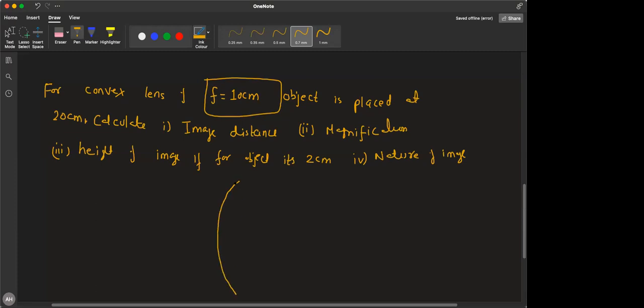Good, Abdullah. No, is it with positive sign or with the negative sign? See, this is your lens. This is your object. This distance is 20 centimeter. Try to decide whether this distance is positive or negative because sign convention is important.